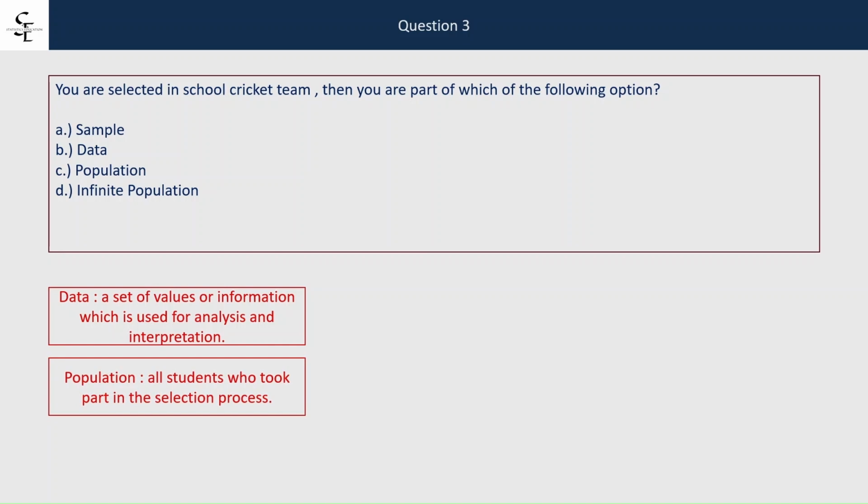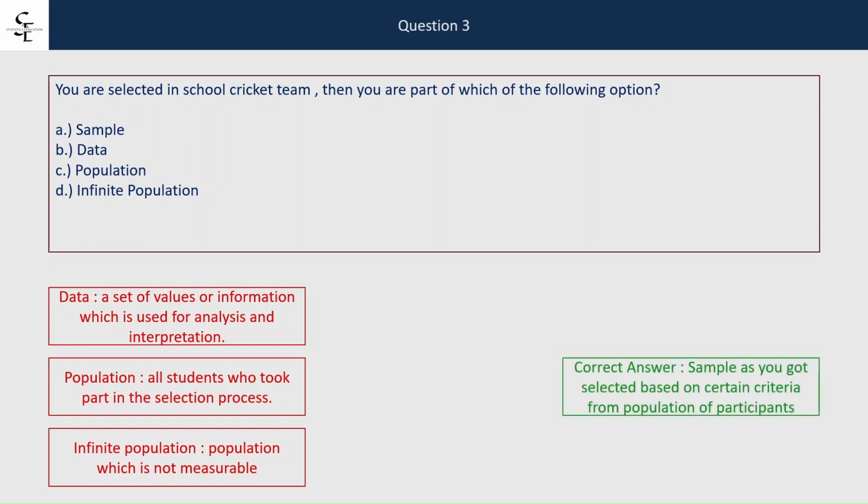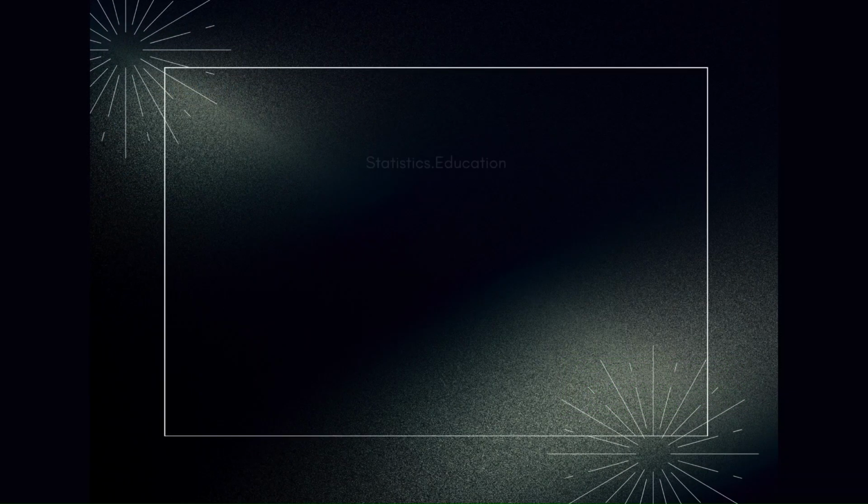Population. Population is all the students who took part in the selection process. Thus, population is not the right answer. Infinite population. It is the population which is not measurable in numeric form. Thus, infinite population is not the right answer. So the right answer is sample, as you got selected based on certain criteria from the population of participants.